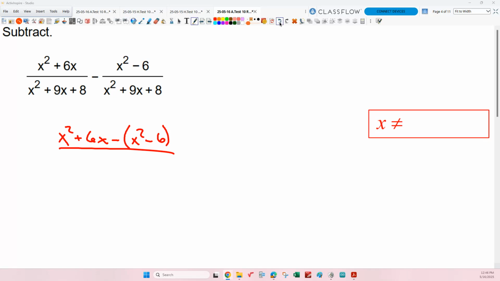What's on the bottom real quick? You can factor it if you want. X plus 8 times x plus 1. Okay, before we do anything else, what values do I have to exclude? Negative 8 and negative 1.